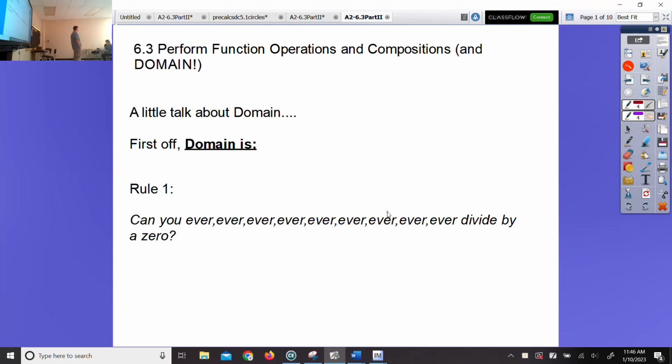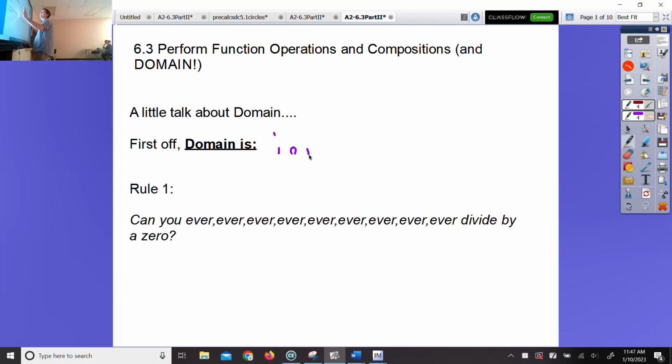You go to Chick-fil-A and you order a cheeseburger. What do you get back? Nothing. Why not? It's not on the menu. It's not an input order, is it? Domain is input values that have output.